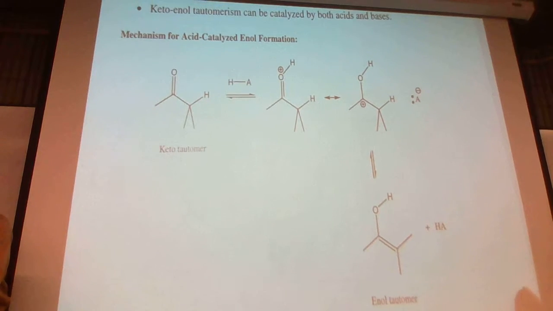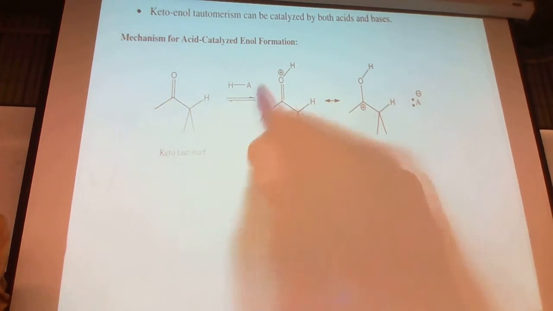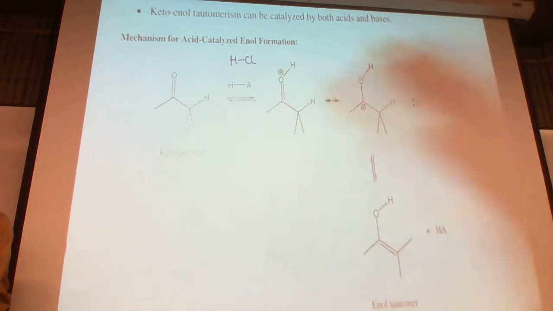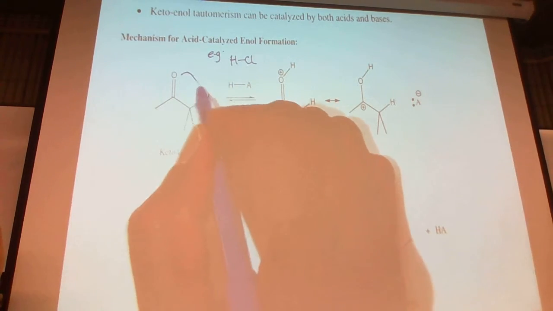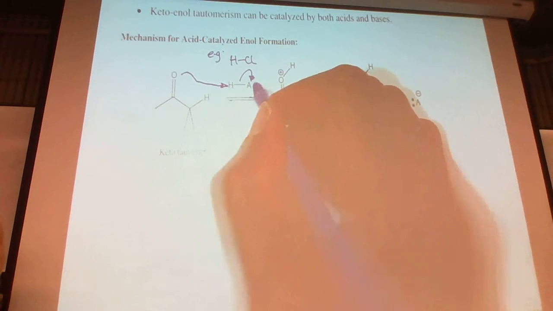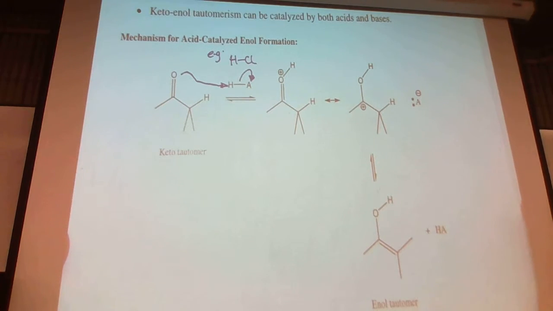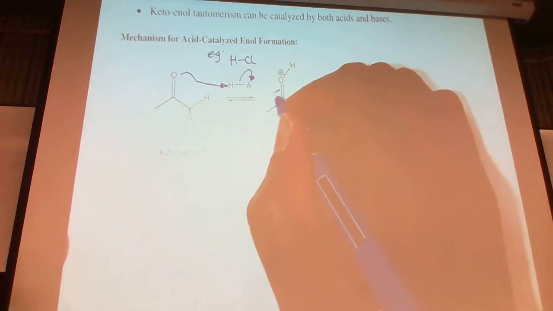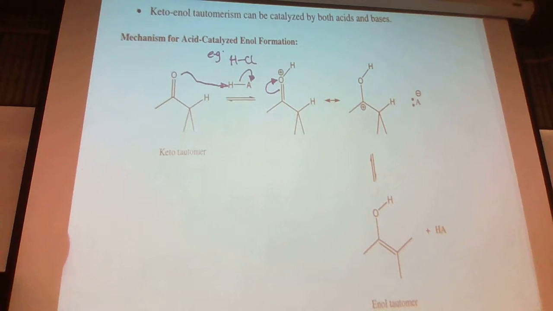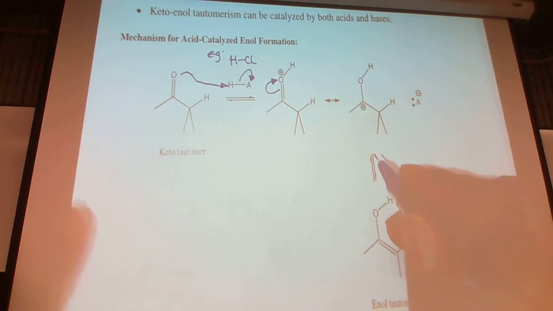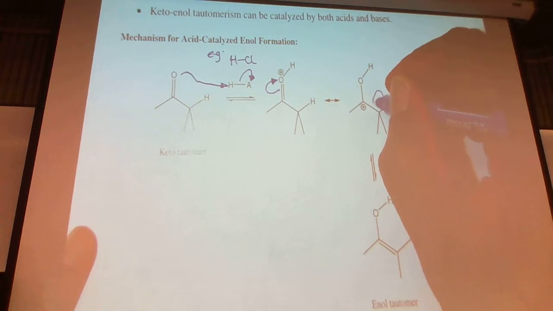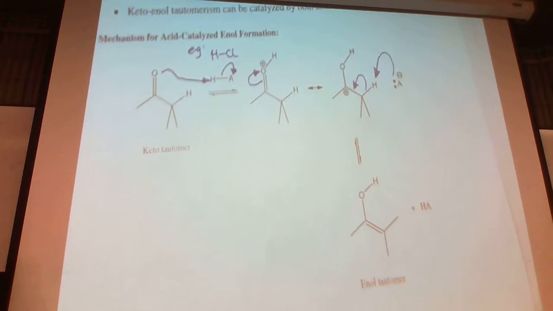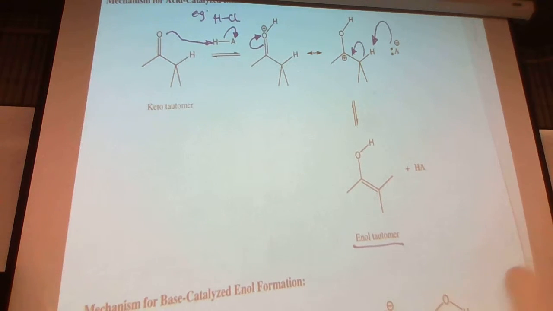Okay. So if your reaction is catalyzed with an acid, HA is representing an acid. Could be HCl, HBr, anything. That's an example. So the first step is protonation of the carbonyl oxygen. That will further activate the carbonyl, and the carbonyl double bond can break, pushing the electron onto the oxygen, and that will place the positive charge on the carbon. Now your base would deprotonate the alpha proton, and the double bond will form. So that's how you get the enol tautomer.